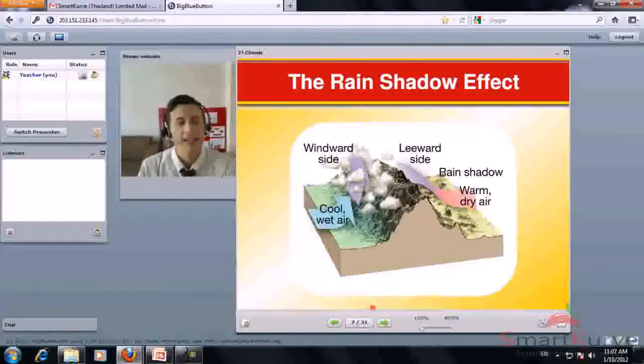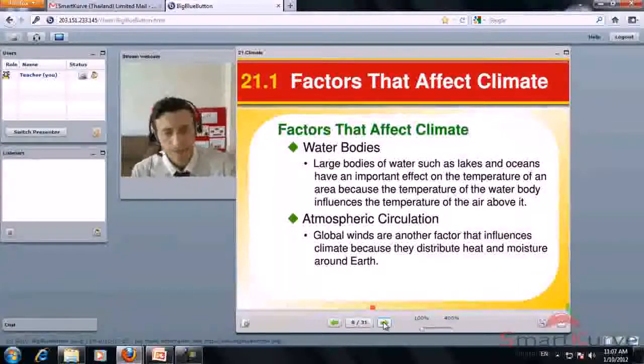So in the example we looked at back on slide 5, you can imagine Flagstaff being on the left here and Phoenix being on the right. So even though the cities look very close on a map, because they're on opposite sides of the mountain, their weather is very, very different. All right, let's move on.